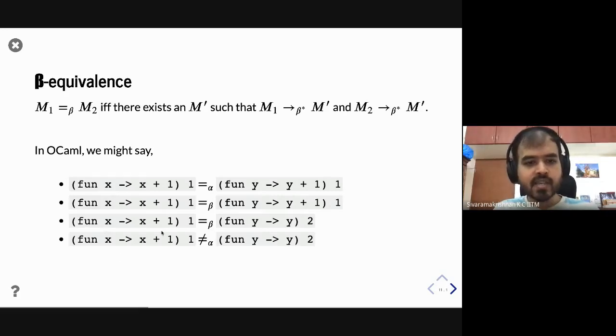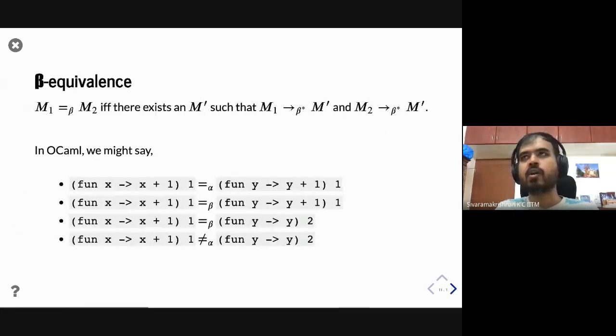And here is the same term as this one, but on the right hand side, I have one identity function applied to 2. These two terms are beta equivalent because both of them reduce to 2, but they are not alpha equivalent, because you cannot go from one to the other by just renaming. So this is what we are capturing with all of the complexity of this formal notation.